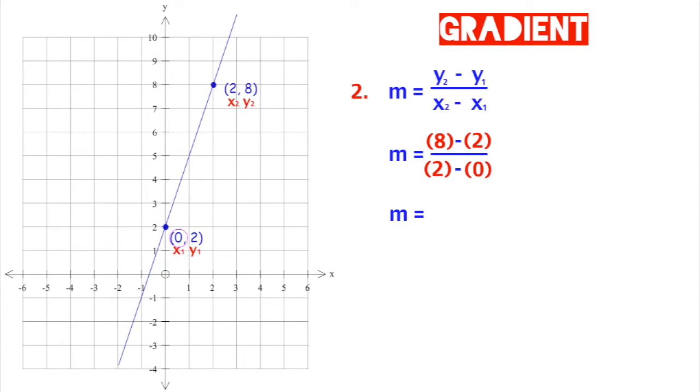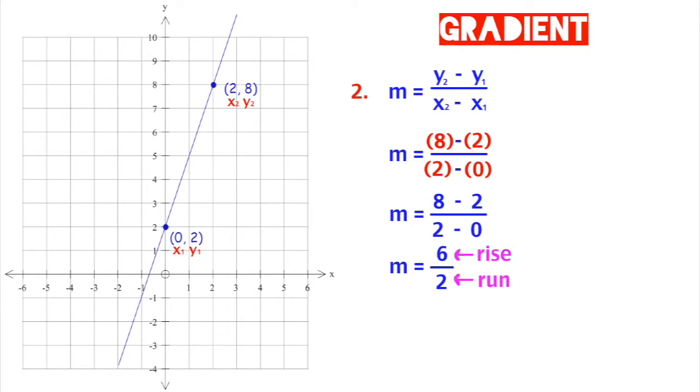Remember, when substituting into a formula, always write the substituted number in brackets, as this helps you avoid making mistakes with negatives. Taking the substituted numbers out of the brackets now, you get m, or the gradient, is equal to 8 minus 2 over 2 minus 0. 8 minus 2 being 6, and 2 minus 0 being 2.